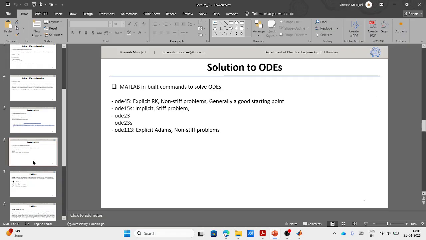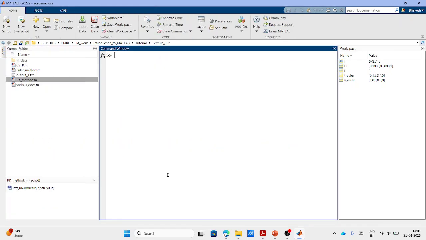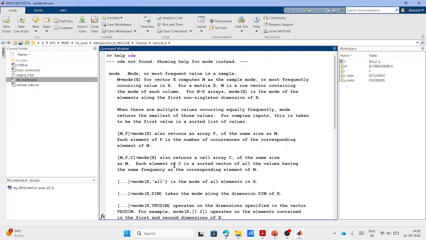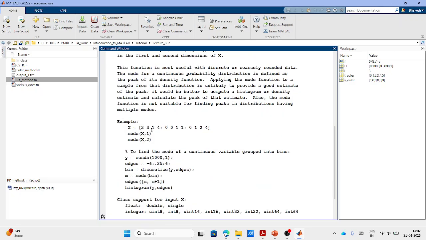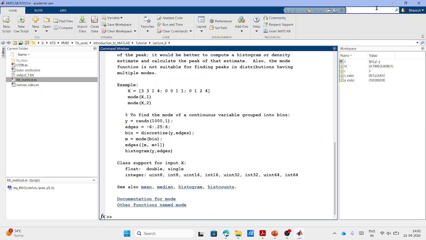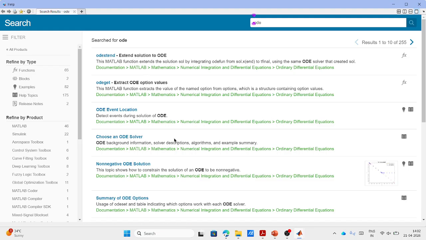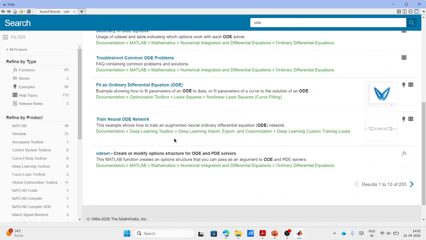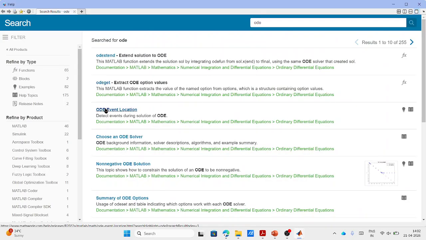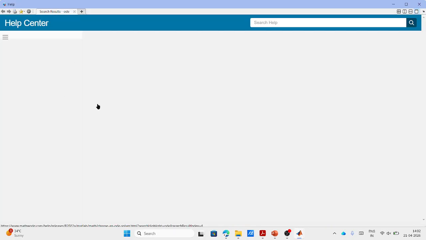So what are these MATLAB functions that we are talking about? In MATLAB, to solve this ordinary differential equation initial value problem, you have multiple ODE functions available. So here, if I do help ODE, it's not directly giving me this part. Let me search ODE in the documentation. Yeah, choose an ODE solver.